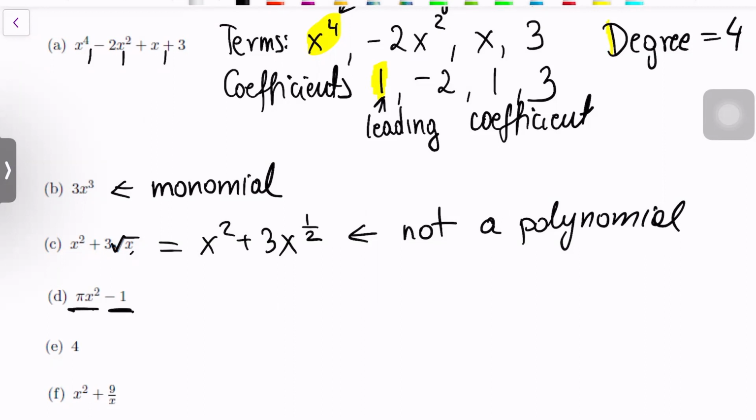So to me, it is a polynomial. Powers of x are the ones I want to see. I don't see any negative powers. I don't see any fractional powers. All the powers of x are natural numbers. So this is a polynomial. The fact that the coefficient standing by x squared is pi, an irrational number, is fine. You can have any coefficient standing by x squared. Okay? So this is a polynomial.